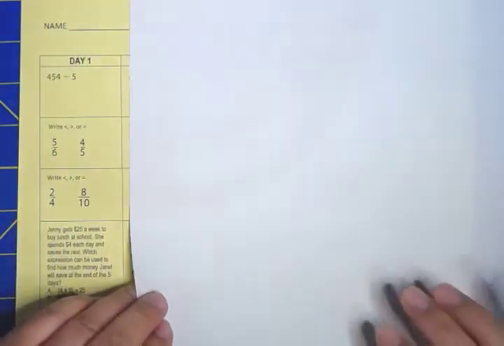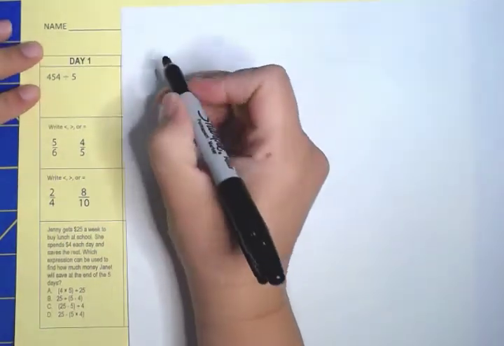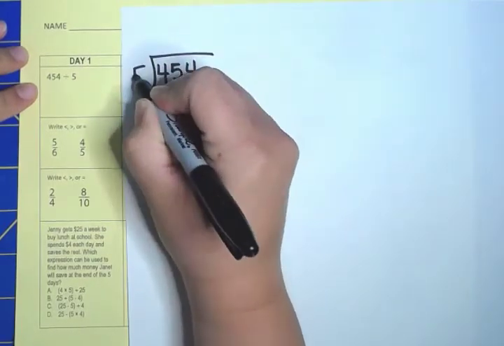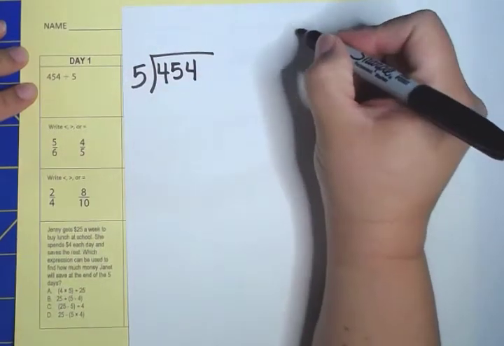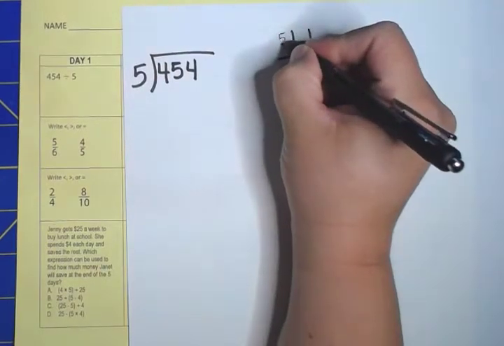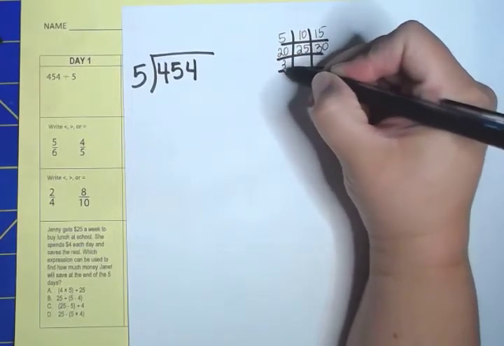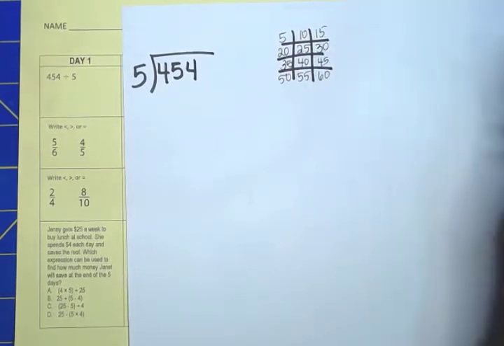So I am going to start with day 1. Day 1 is a division problem. You'll have to rewrite it. 454 divided by 5. Now, if you don't know your multiplication facts of 5, then you need to come over to the side and do a tic-tac-toe and count by 5s. 5, 10, 15, 20, 25, 30, 35, 40, 45, 50, 55, 60.